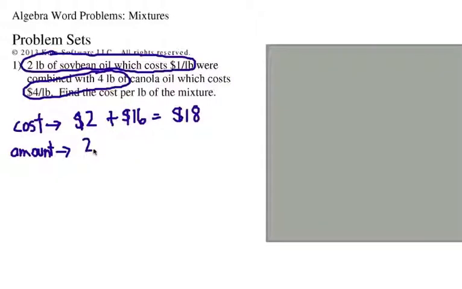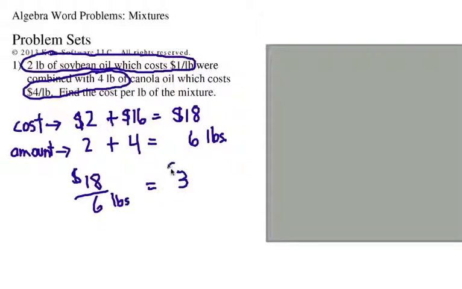Well, we've got 2 pounds of the soybean oil plus 4 pounds of the canola oil. That'll be a total of 6 pounds for our mixture. Now, obviously, we're just going to divide that out. So if it costs $18 for 6 pounds, what is the price per pound? Divide that out, and you get $3 per pound. And we can write it like this.